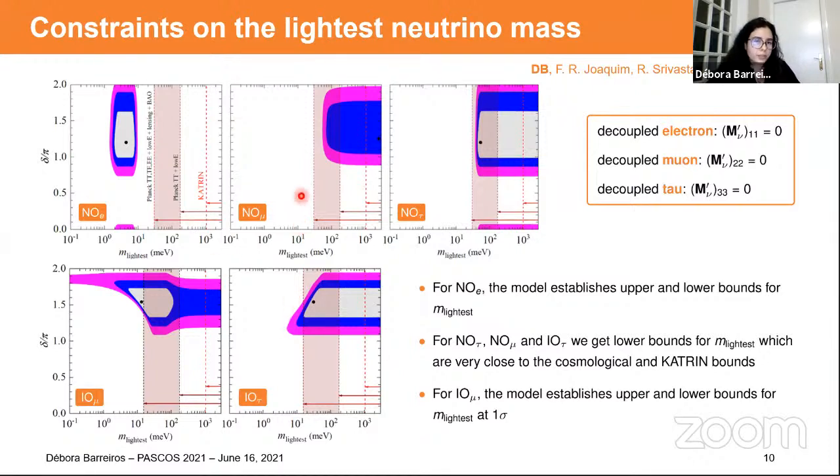But the same doesn't happen for these three cases here, where you can see that our model establishes a lower limit for the lightest neutrino mass, which is currently being probed by cosmology. Finally, for the case of inverted ordering and decoupled mu1, you can see that our model is still compatible with smaller lightest neutrino masses. And we indeed have compatibility at 1 sigma, 2 sigma, and 3 sigma.